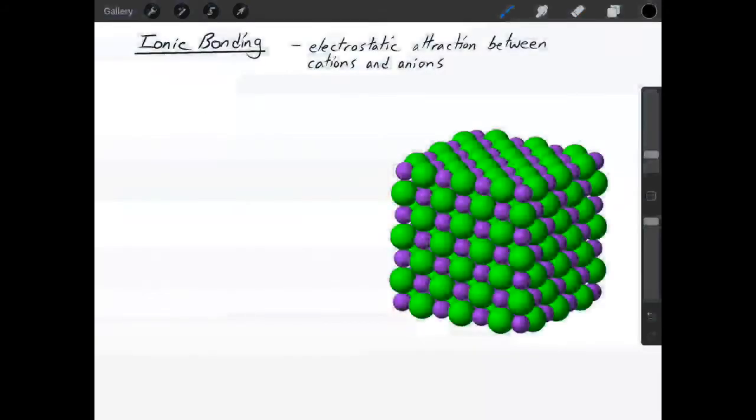In this example, we have a 3-dimensional lattice of sodium chloride, and the green balls represent the chloride ions, while the purple balls represent the sodium ions. Now, I've told you that, but based on your knowledge of ion sizes, sodium ions being smaller and chloride ions being bigger, hopefully you could have worked that out for yourself.